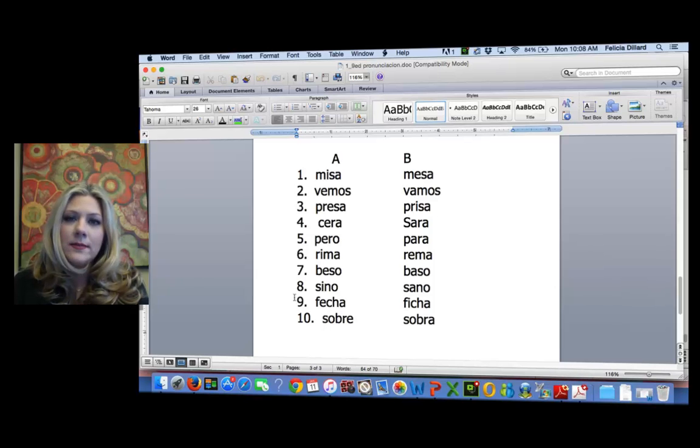9, ficha. Ficha. Ficha. Y esta palabra es fecha. Fecha. Y número 10, sobre. Sobre. Esta palabra es sobre. Esta palabra es sobra.